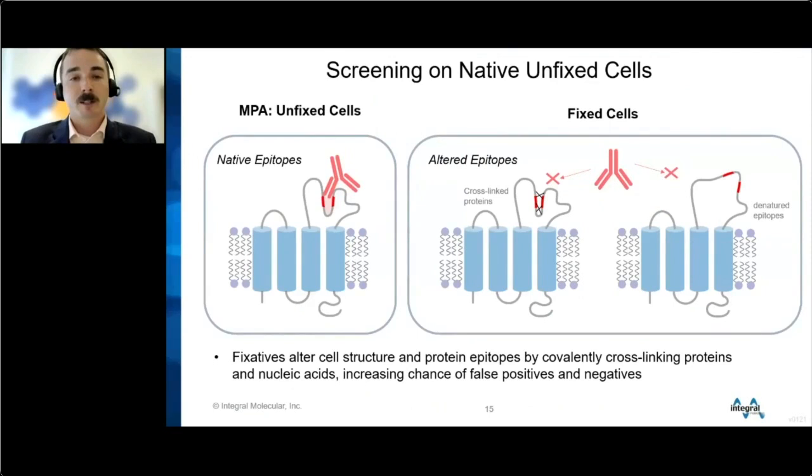Importantly, for all of our testing metrics, we'll be using unfixed cells. And I think that this is the most important aspect of a cell-based protein array because using unfixed cells will create an expression of native epitopes. And we know that the actual proteins that will be expressed properly will be biologically relevant and will be conformationally similar to human expression. In fixed cells, we see altered epitopes, mainly caused by cross-linking of proteins and denaturing epitopes, which can then lose interactions that are biologically relevant. This really increases the chance of false positives and, most importantly, false negatives.